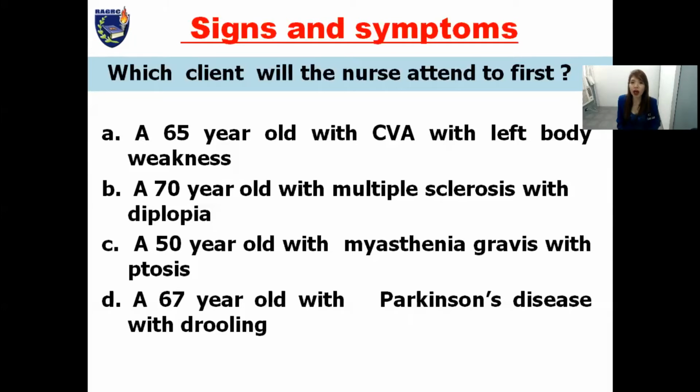As a matter of fact, when you find drooling in a client with Parkinson's disease, that is actually a manifestation of a Parkinsonian crisis. And remember, whenever you hear the word crisis, that will always be your priority because that is a life-threatening condition. So therefore, what is your answer? Letter D, 67-year-old with Parkinson's disease with drooling.